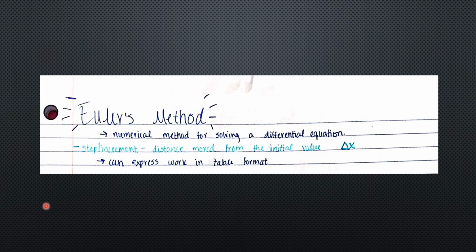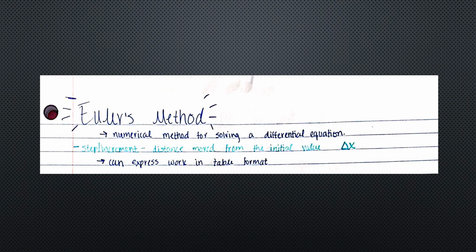Euler's method. Euler's method is a numerical method for solving a differential equation. The best way to really explain Euler's method is to jump into a problem, but before that we need to know what delta x represents. In Euler's method, delta x represents the step or increment that we're using, which is just the distance moved from the initial value.